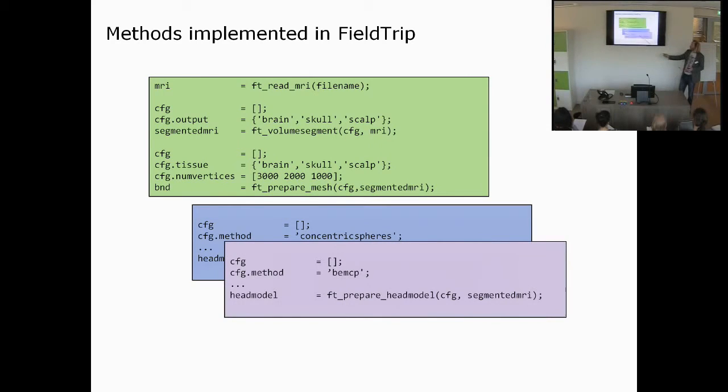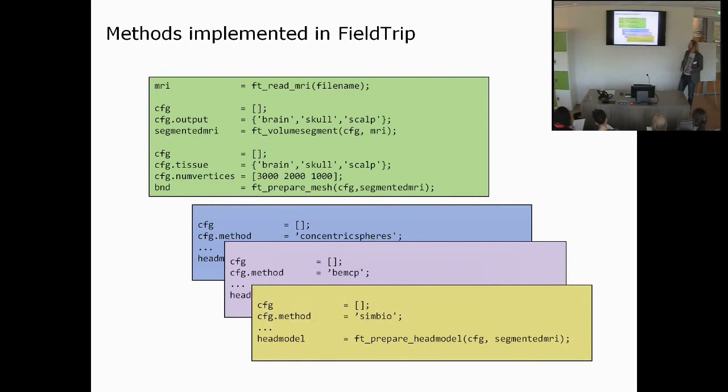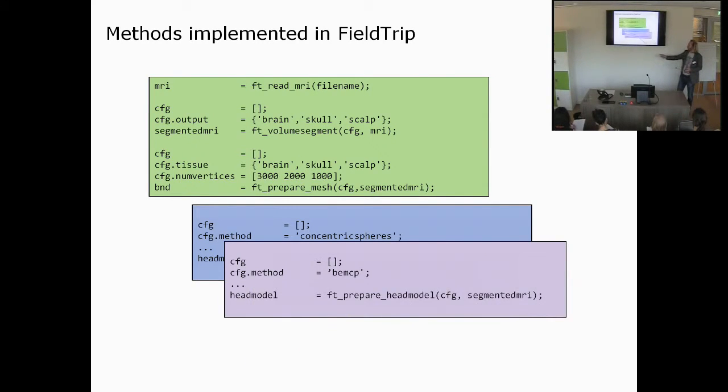We can also use a number of boundary element methods. BEM-CP is a Christoph Phillips BEM implementation. It's available in MATLAB. It also works on all the platforms relatively easily, relatively robustly. We also have OpenMEEG implemented in FieldTrip. OpenMEEG is a little bit more difficult to install on your computer.